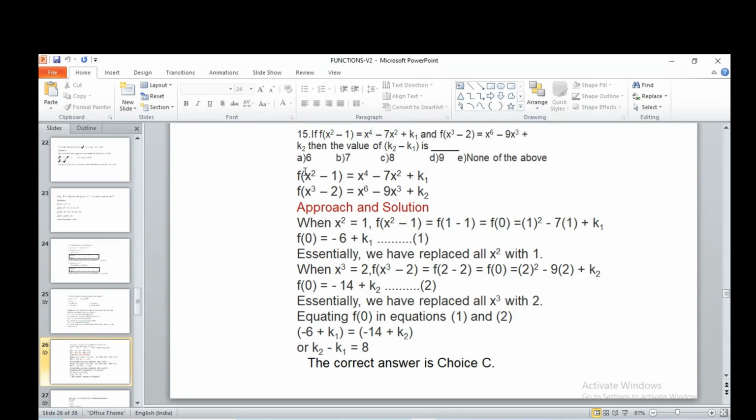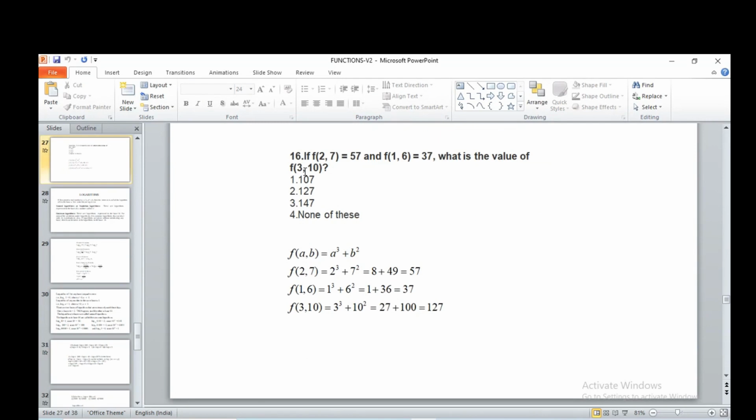So f of 0 is minus 6 plus k1 in equation number 1. In equation number 2, f of 0 is equal to minus 14 plus k2. To make it 0, I am substituting x square as 1, then x cube as 2. Now, by equating these two, minus 6 plus k1 is equal to minus 14 plus k2. Otherwise, we can say that k2 minus k1 is equal to 8. The correct answer of choice C is 8.